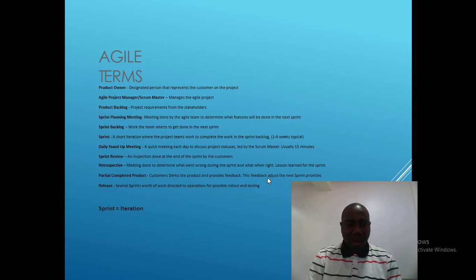Sprint backlog. Work the team selects to get done in the next sprint. Alright? In the next phase of work. That is what the sprint is all about. Sprint now is a short iteration where the project team works to complete the work in the sprint backlog. Basically, that iteration period takes between 1 to 4 weeks.